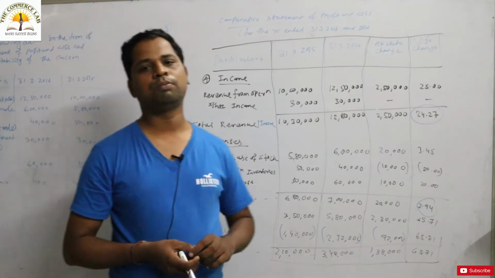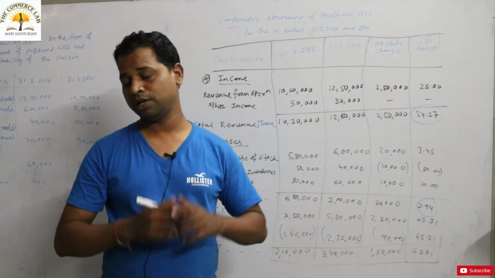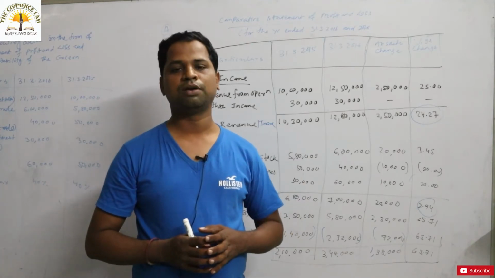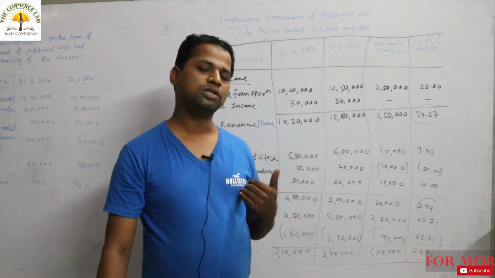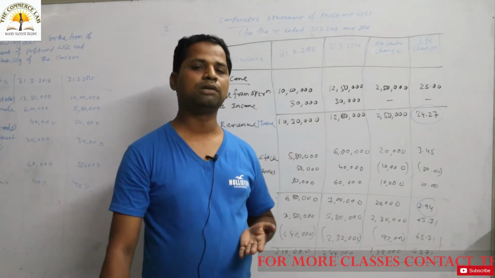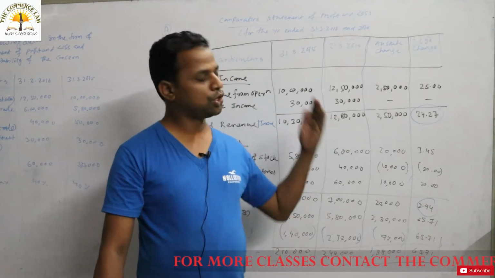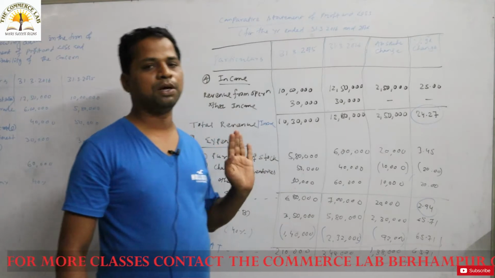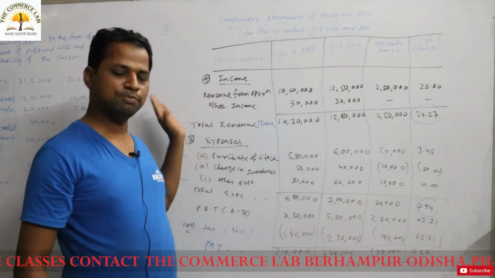So this is a particular problem that we have prepared, that is comparative income statement or comparative profit and loss account for previous year and current year. If you know the income, if you know the expenditure, you can prepare this particular format. First one will come income, then expenses or expenditure.